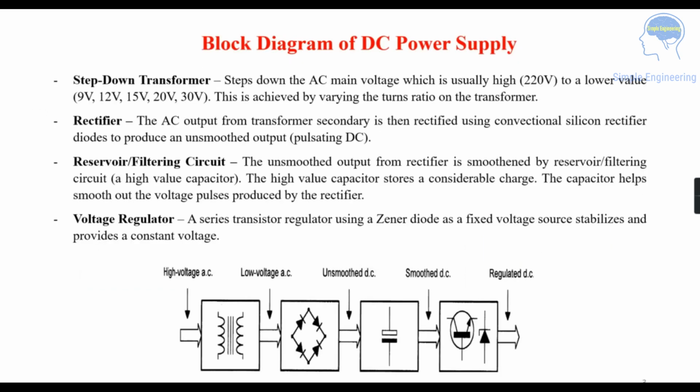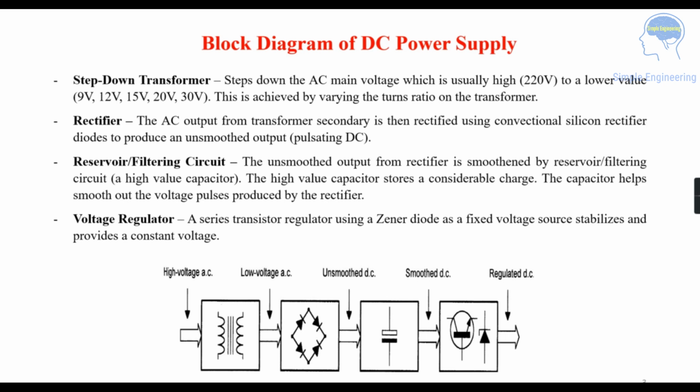The step down transformer steps down the AC mains voltage. We are giving 220 volts, which is a high voltage, and that is stepped down to a lower voltage such as 9 volt, 12 volt, 15, 20, 30 volt, etc. This is achieved by varying the turns ratio on the transformer. And the next block is the rectifier, where an AC output from the transformer secondary is rectified by using silicon rectifier diodes to provide an unsmoothed output. So it will be a pulsating DC.